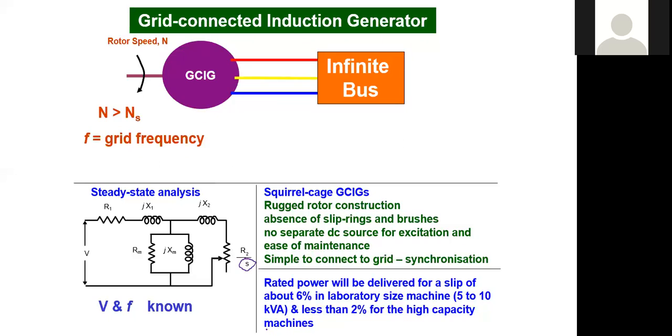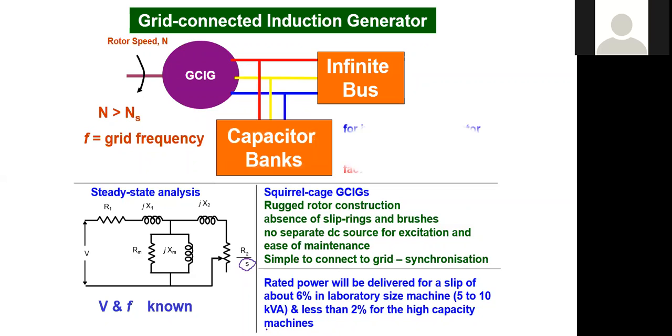Rated power will be delivered for a slip of about 6% in the laboratory size machine, 5 to 10 kVA, and less than 2% for the high capacity machine. So sometimes we can have capacitors at the stator terminal to improve the power factor. So the generator operating power factor remains the same.